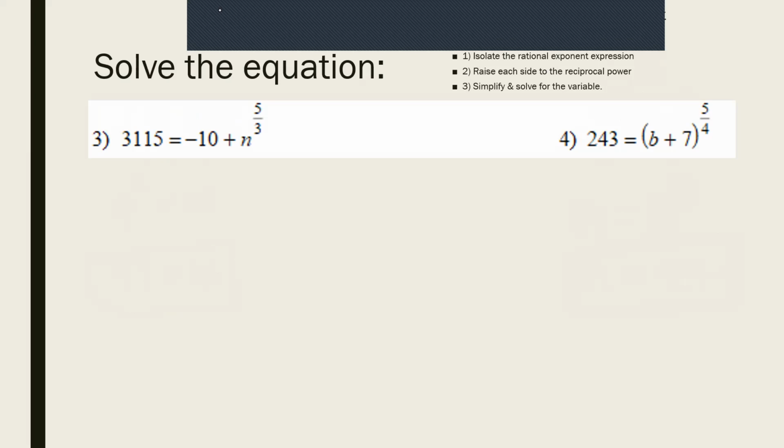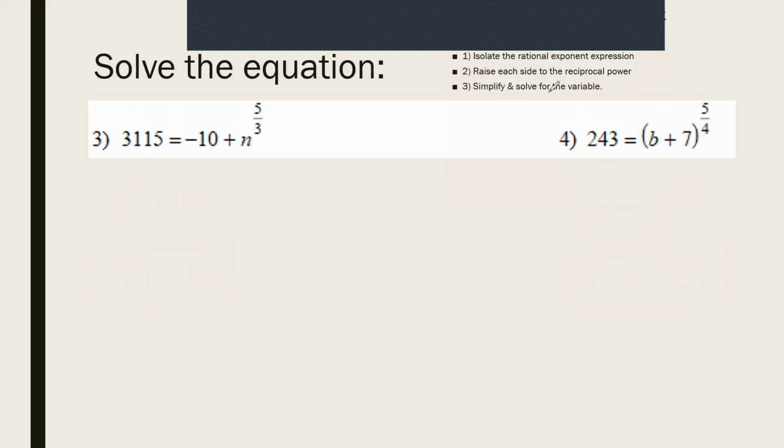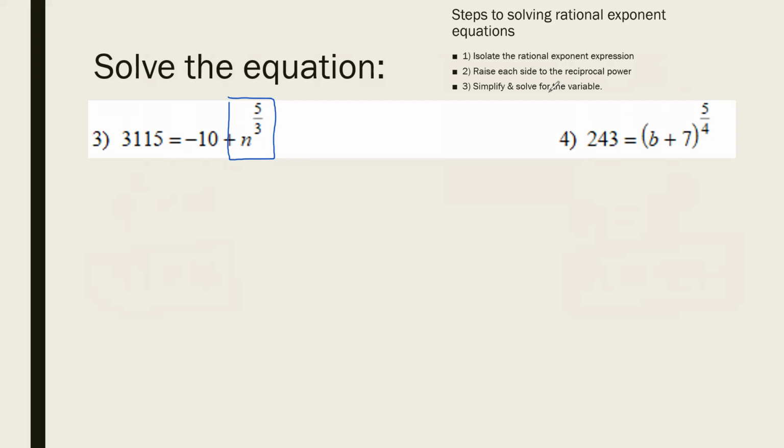Again, we're going to follow the same set of steps to solve for this, and you'll see that it works every time. So step number 1 says isolate the rational exponent expression. So look at problem number 3. Find our exponent and the base immediately below it and put a box. If it is not alone, if that's not the only thing on the one side of the equal sign, we need to algebraically move the other stuff. So how do I get rid of -10? Let's do the opposite. Let's add 10 to both sides.